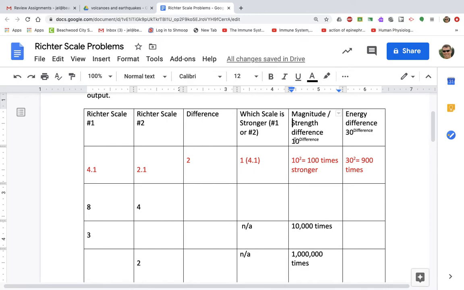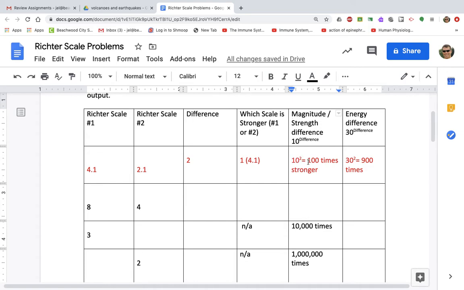So all you do is you take the number 10 and then you raise it to your difference. So that's this column right here. So I do 10 raised to the 2. Okay, so 10 squared is the same as 10 times 10. So you might need to find a calculator for some of these, but the magic trick here is you just take the number 1 and then you add this many zeros.